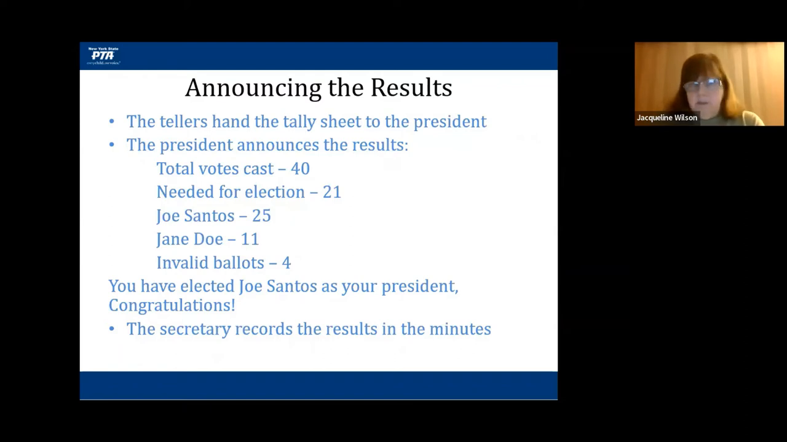Okay, but either way, Joe received a majority of votes, so you have elected Joe Santos as your president. Congratulations. And the secretary then records in the minutes the exact vote total for each candidate and the total votes, et cetera. So just as you see it here, that's the way the secretary should record it in the minutes.